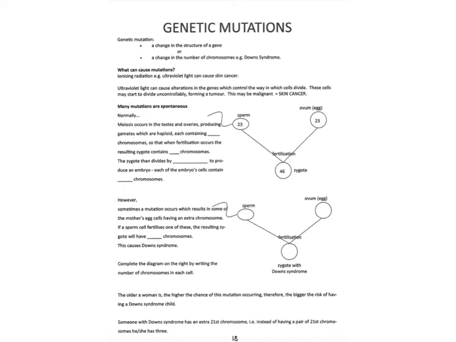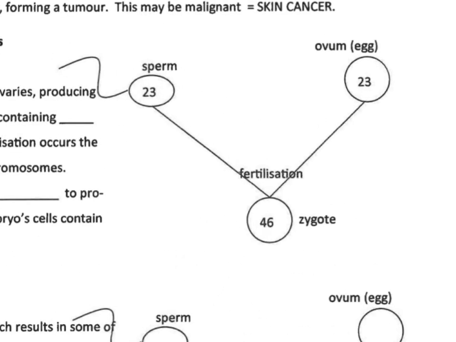So, let's have a look at this. How might this have happened? Well, normally, a sperm cell, the male, the father has 46 chromosomes, and then meiosis occurs to make sperm cells, and they should have half of the set.